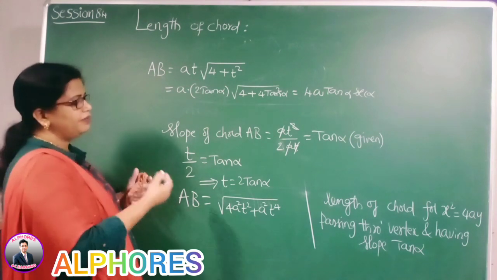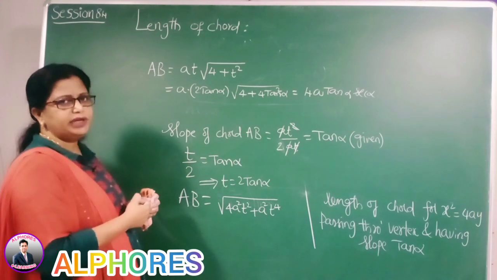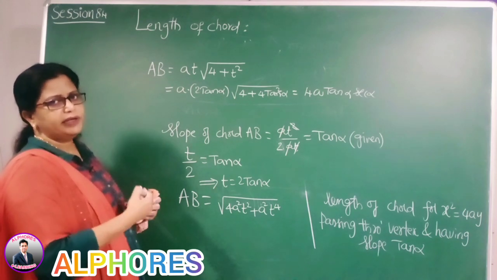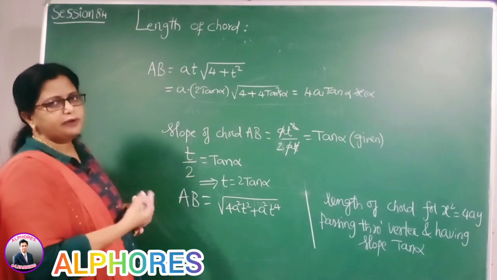Okay, so whatever problems we have done till now, those are just two chord lengths we have found for different parabolas where the chords are passing through the vertex, with the inclination given in one problem and the slope given directly in another problem.